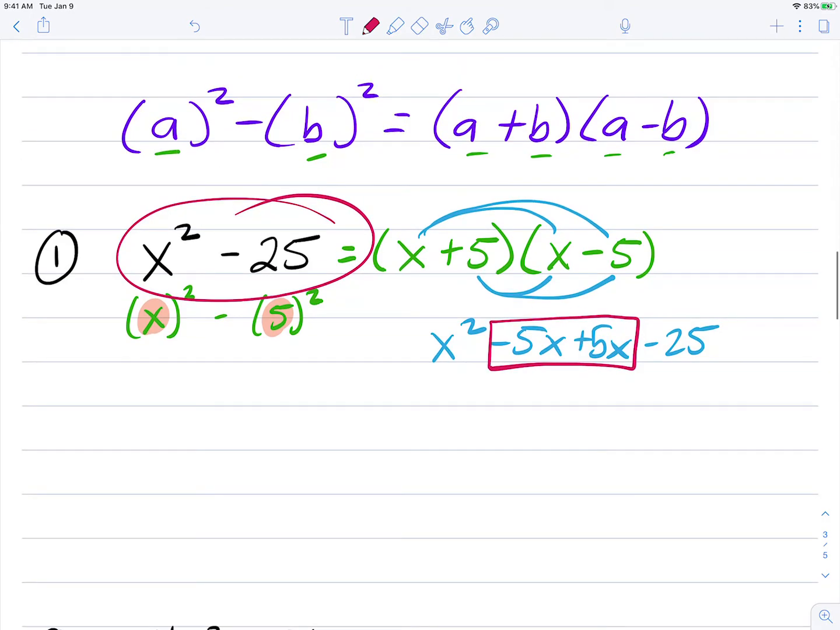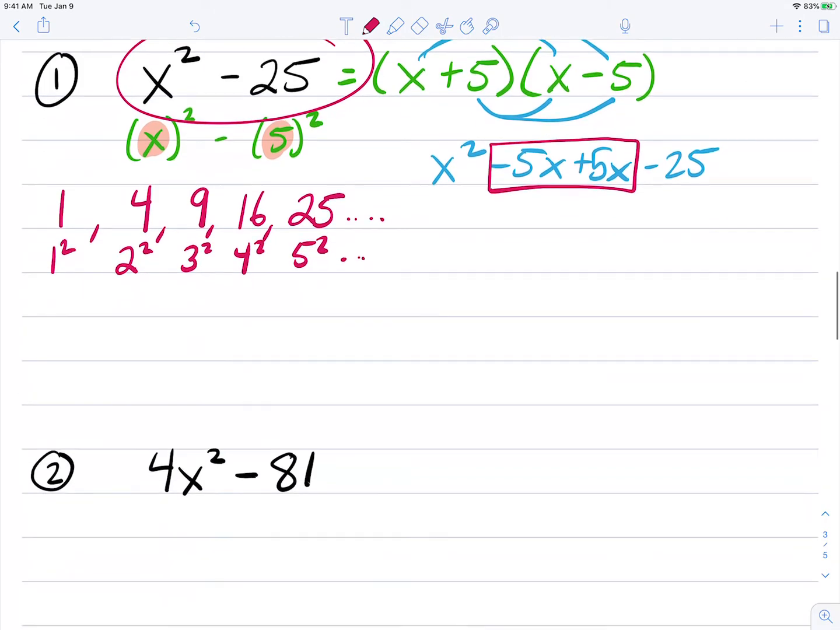It might come in handy if you want to make yourself a list of all of the square terms. If you have your composition notebook, you might have it. Things like 1 squared is 1, 2 squared is 4, 3 squared is 9, 4 squared is 16, 5 squared is 25, and so on, because those are the numbers you're going to be looking for.